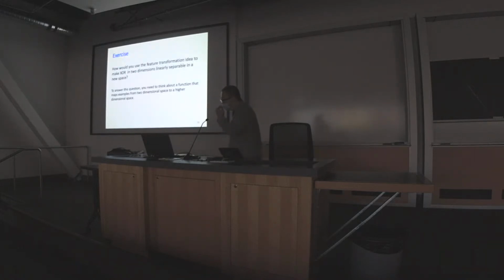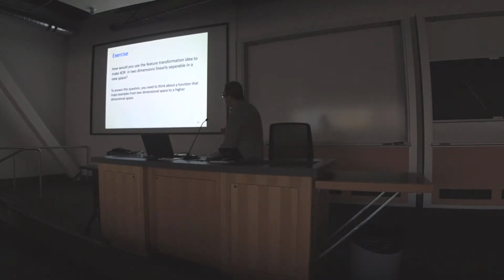Okay, so I'm gonna leave you guys an exercise. How would you use the feature transformation idea to make XOR in a 2-dimensional space, so that all examples of XOR will be separable in this new space? So this will be our homework. In homework, I think homework 3 or homework 4, I guess.